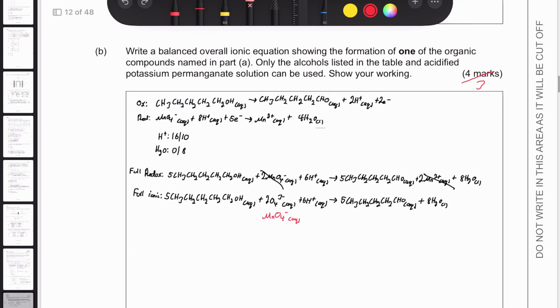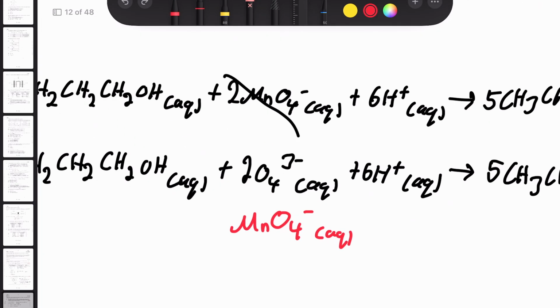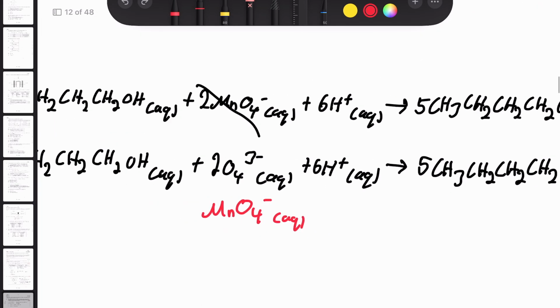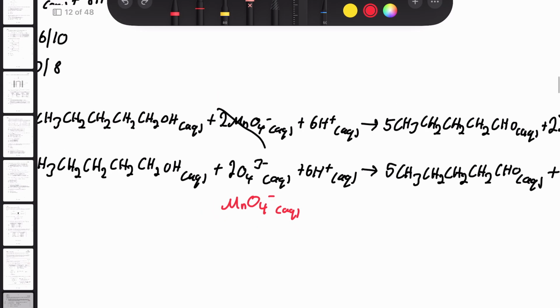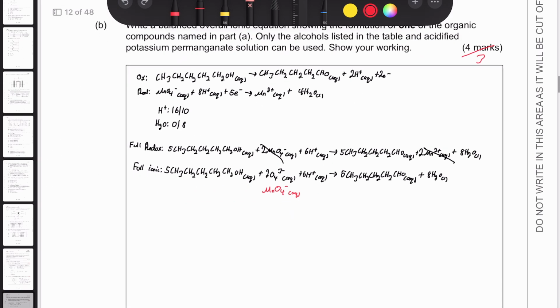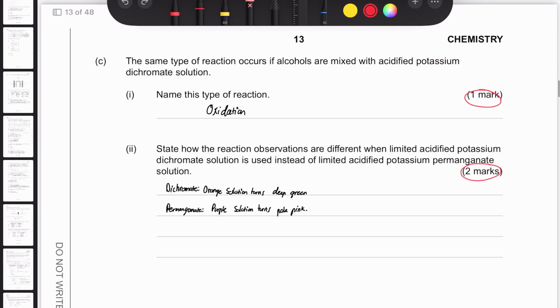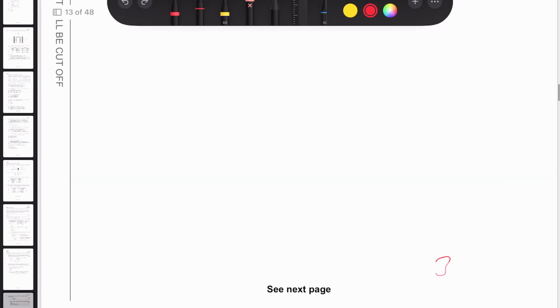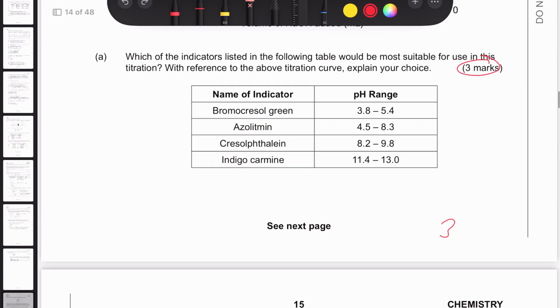This was all good. Here, I did the ionic equation too far. I should have just left the MnO4 there, because that MnO4 is not going to dissociate. So I should have just left it here, so I knocked 1 mark off, but otherwise it was all correct. Down. Let's go.